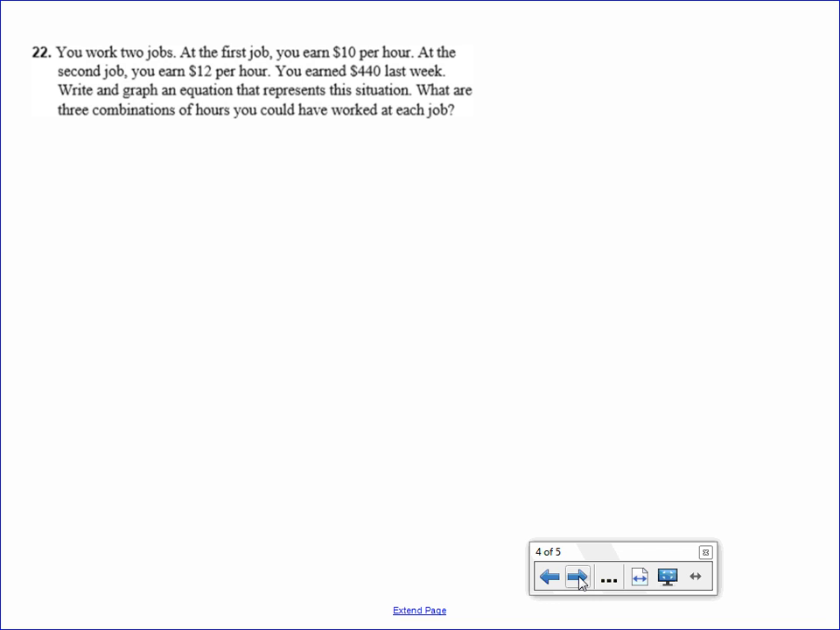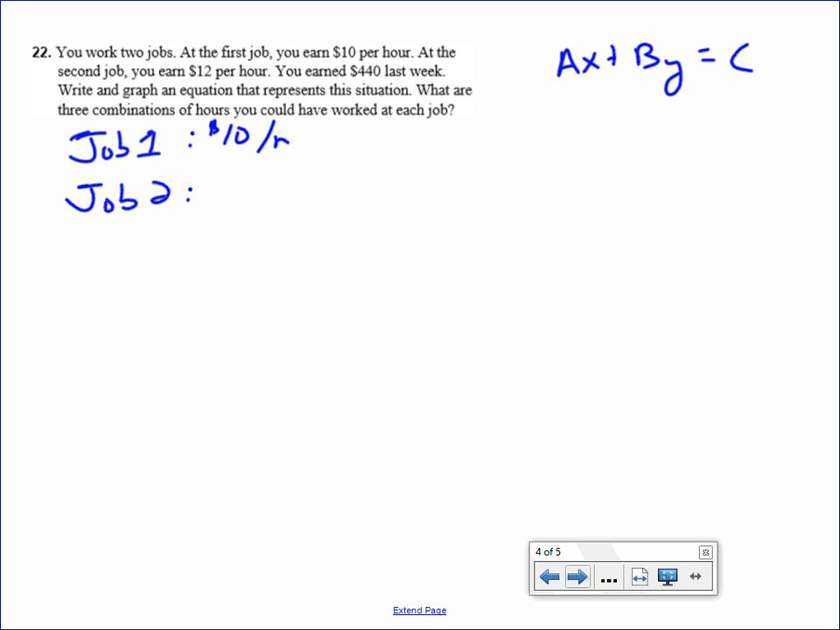So, what does this look like? First of all, we want to write this in standard form, so ax plus by equals c. The first thing we need to know when we're writing equations in standard form, it's going to look like there's 2 slopes. So we got job 1, job 2. Job 1 pays $10 an hour, and job 2 pays $12 an hour. So again, those are like slopes.